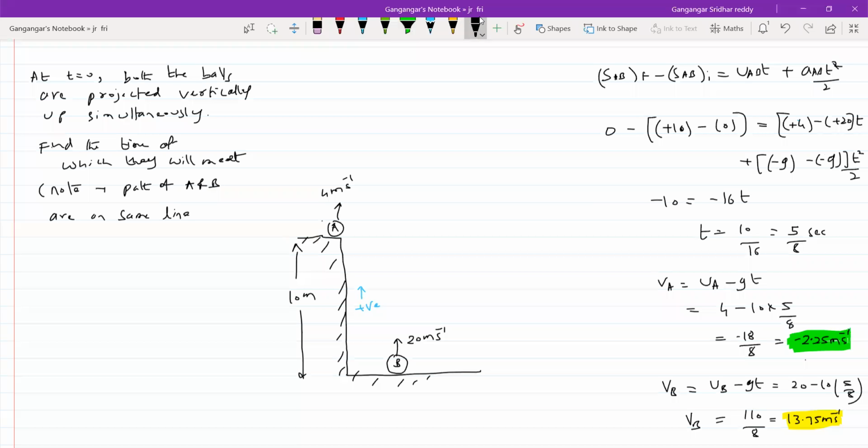Okay, these are velocities. So when they're colliding, what do you mean by V_A negative? When it's colliding, A will be descending vertically down, whereas B will be still ascending. So at what height? Let me calculate from A. So H_A is equal to u_A t minus g t square by 2, 4 times 5 by 8 minus 10 by 2. Anybody, the value of this?